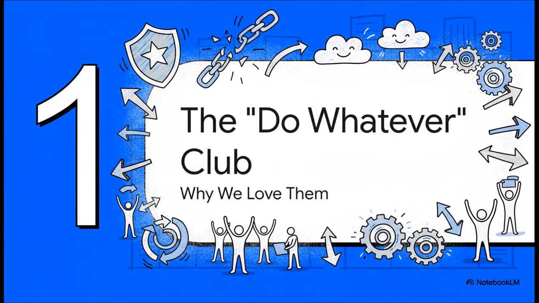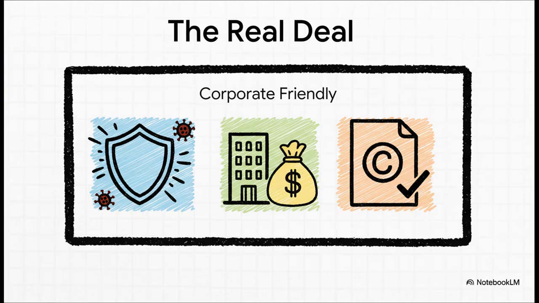So, why does everyone seem to love this chill club so much? We're diving into the do-whatever licenses. For years, these have pretty much been the default choice, and honestly, there are some really good reasons for that. The appeal really just breaks down into three things. First, they're antiviral, and don't worry, we'll get to what that means in a sec. Second, they are super corporate friendly, which is a huge deal. And third, the only thing you really have to do is just keep the copyright notice. That's it. It's the bare minimum.